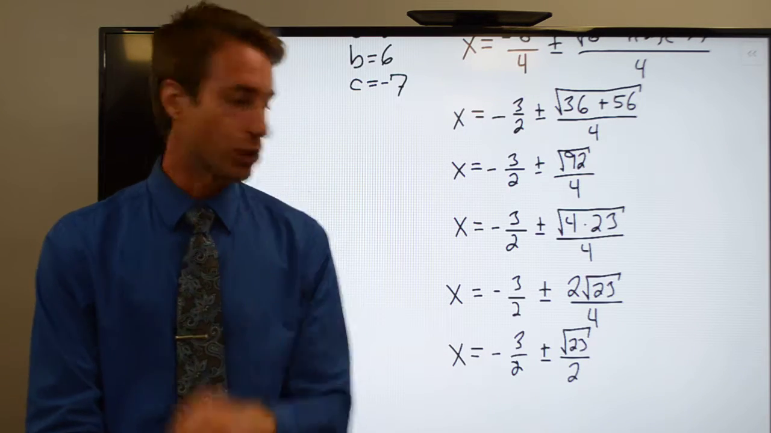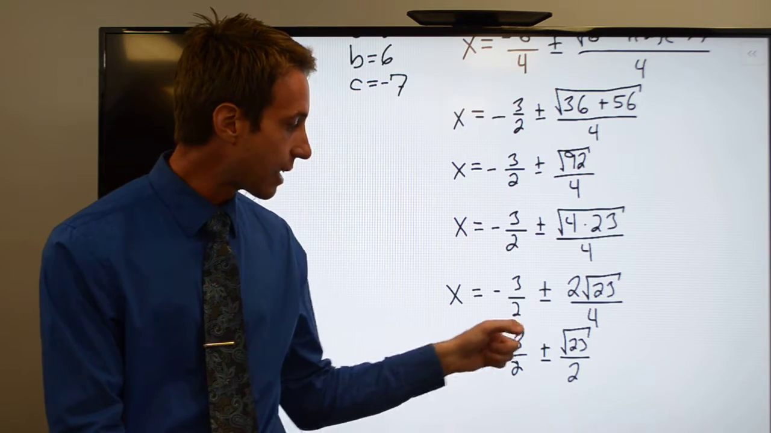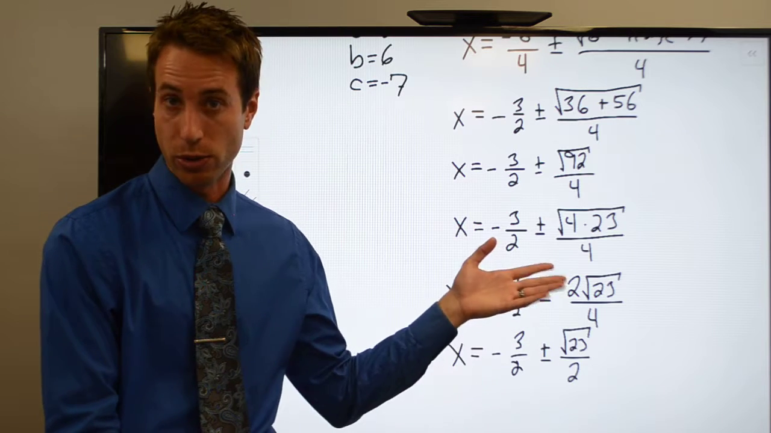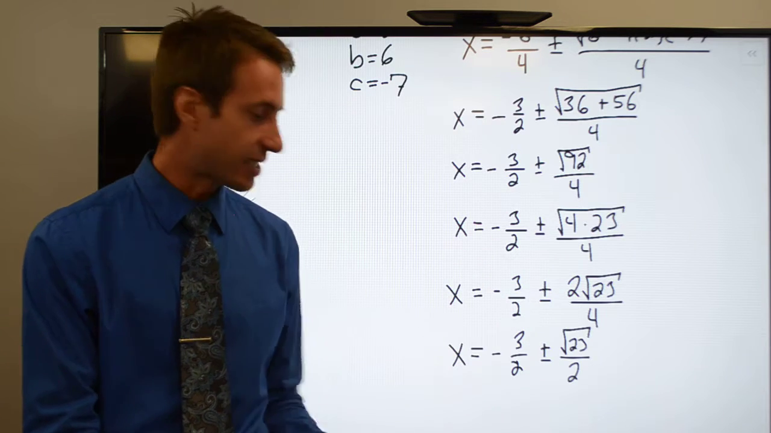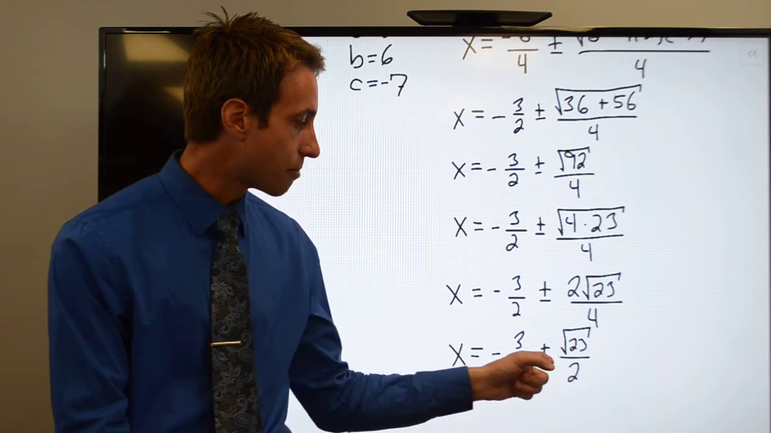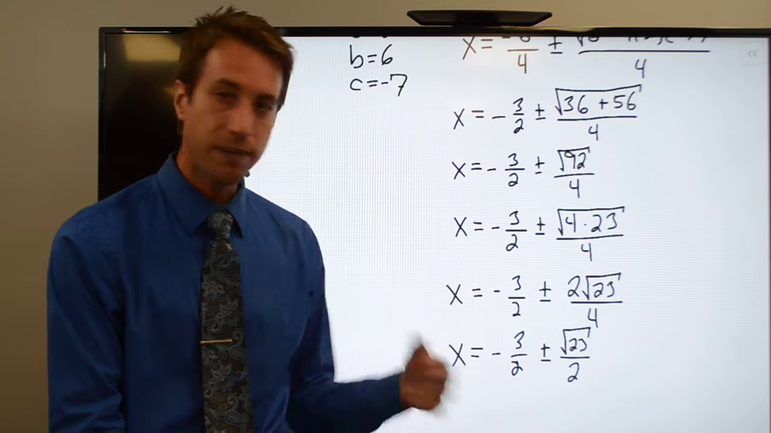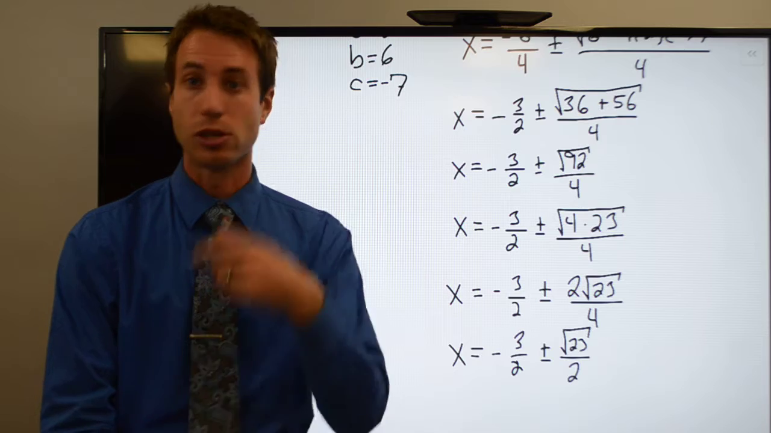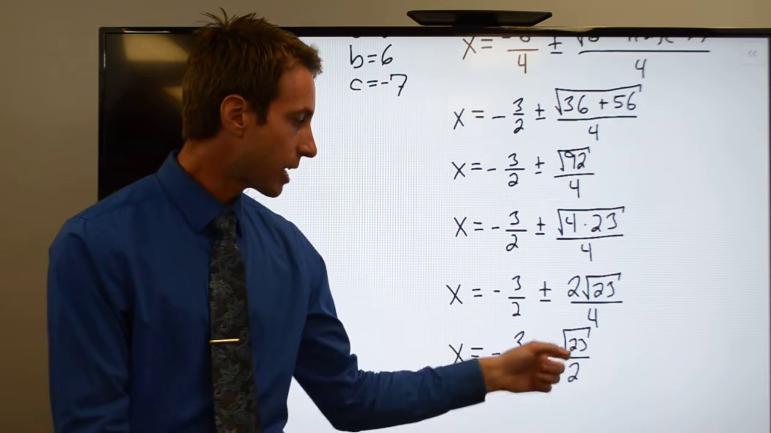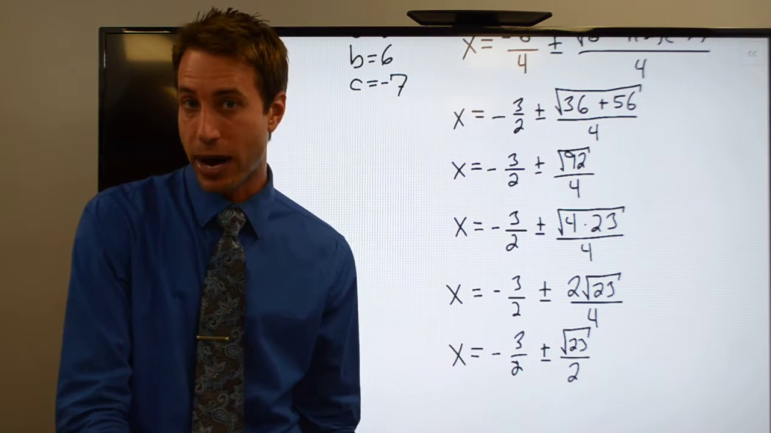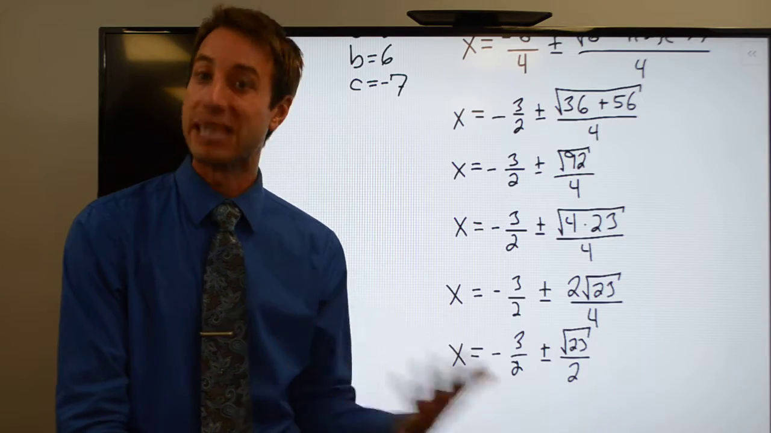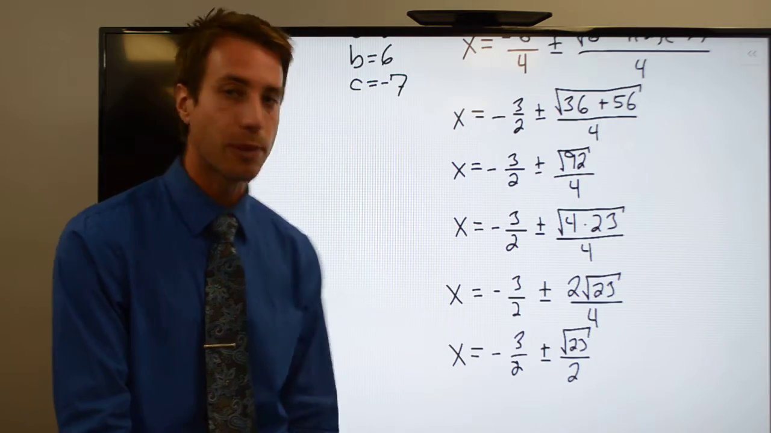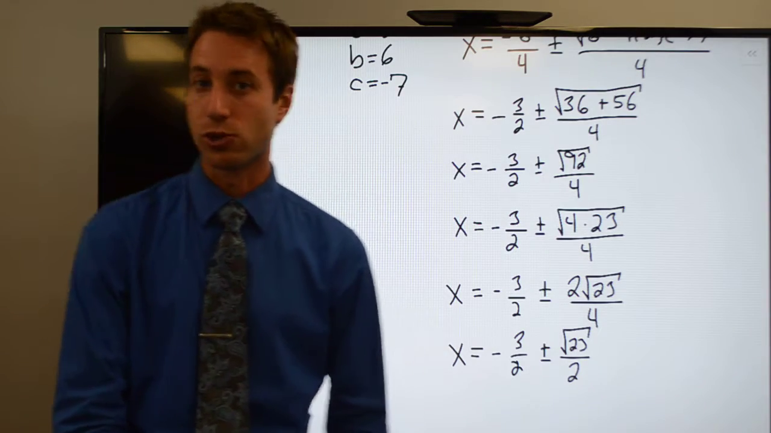And so I have my two solutions. X is equal to a negative 3/2 plus the square root of 23 over 2. And x is equal to negative 3/2 minus the square root of 23 divided by 2. And both of those are irrational solutions. Why are they irrational? Well, because you're taking the square root of a non-perfect square. The square root of 23 would be an irrational number. So we wind up with two irrational solutions.